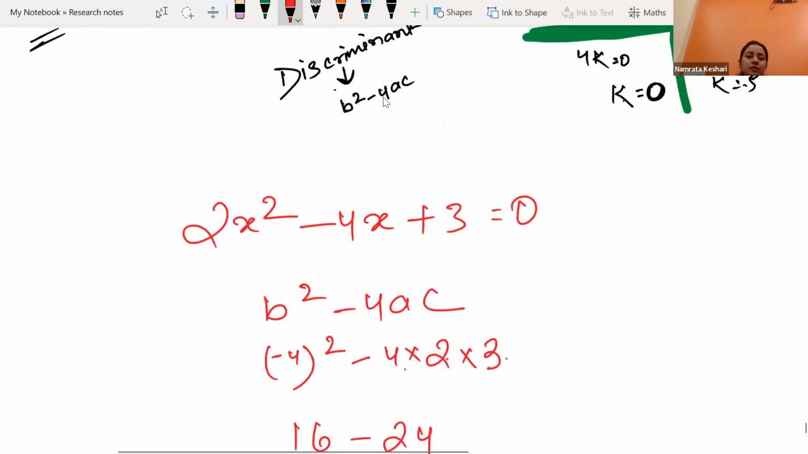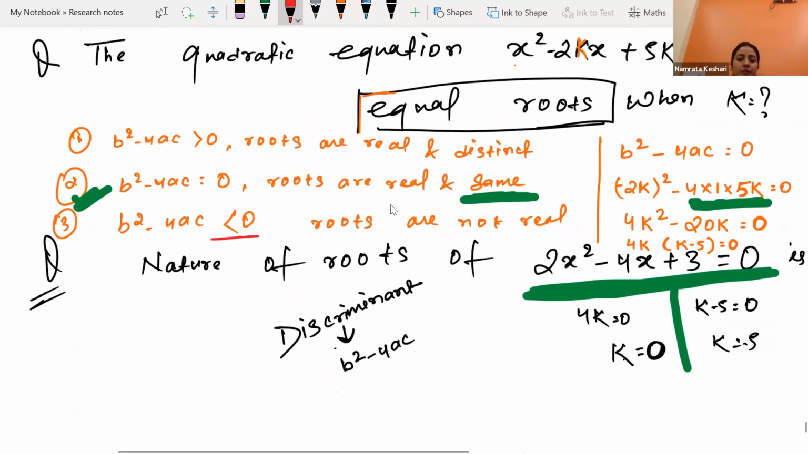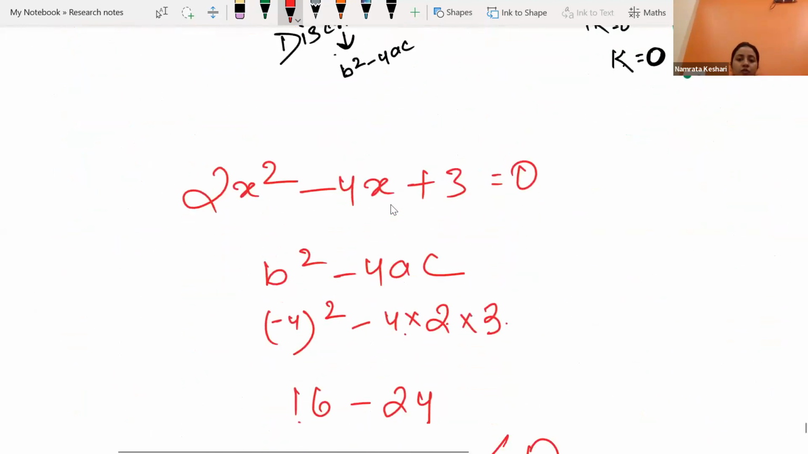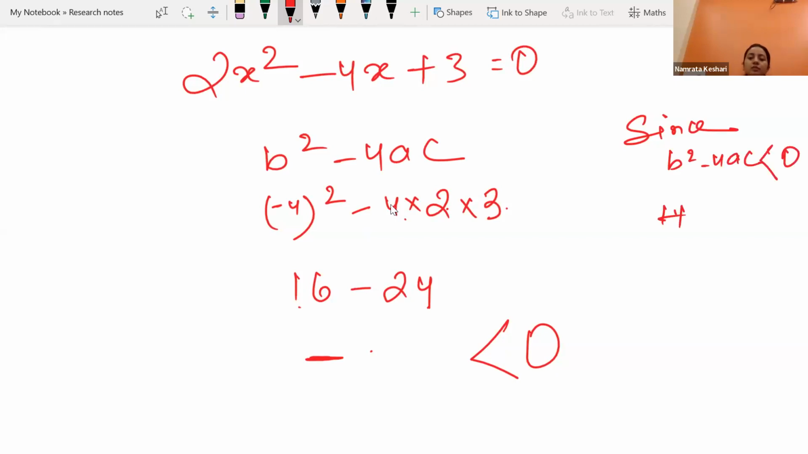And for smaller than 0, the last rule is that if it is smaller than 0, then roots are not real, right? Okay. So we will say that since when we calculated b square minus 4ac, it became smaller than 0, hence roots are not real.